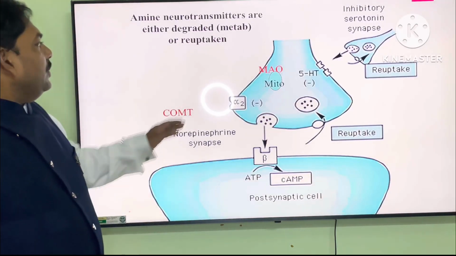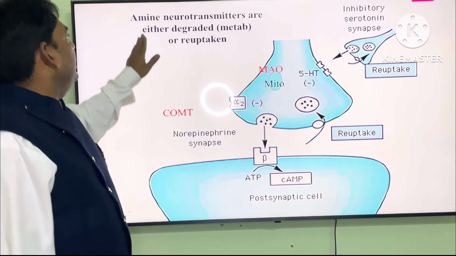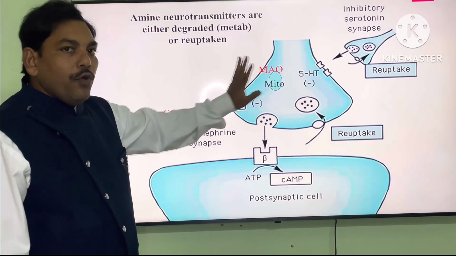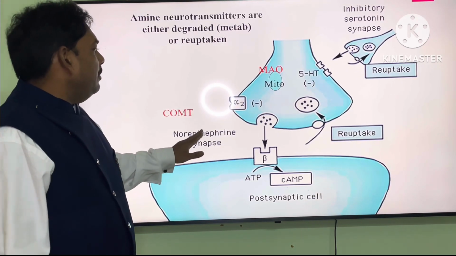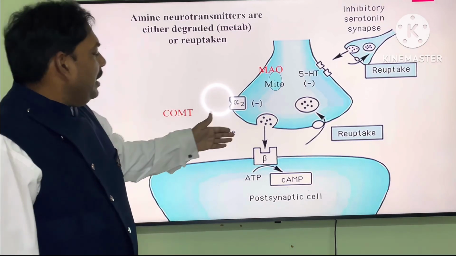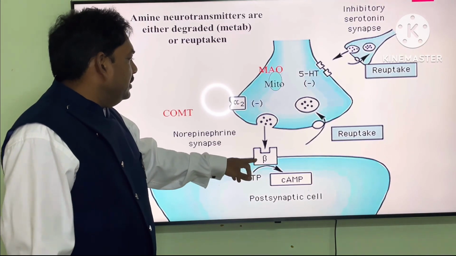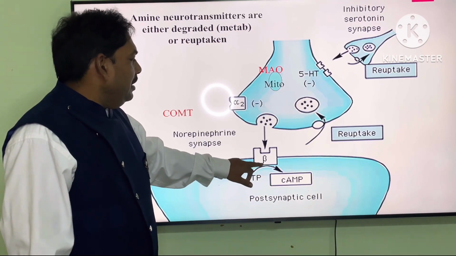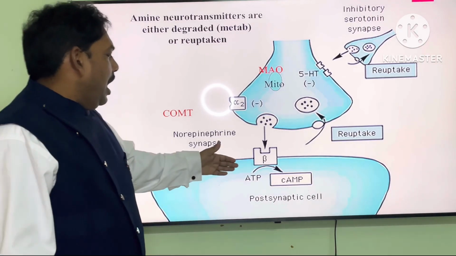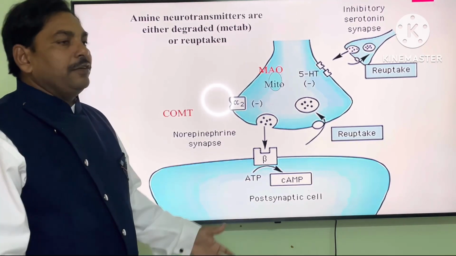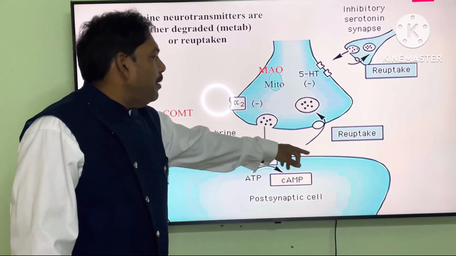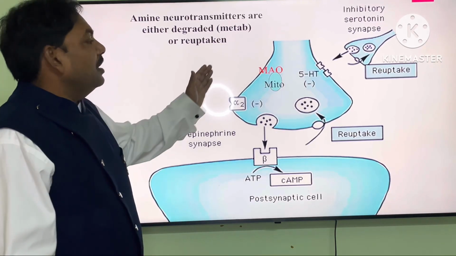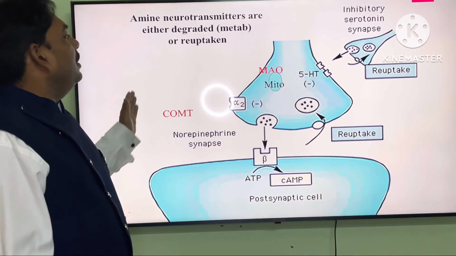Next, you can see the synaptic cleft. The amine neurotransmitters are degraded with the help of the enzymes MAO and COMT, which destroy the neurotransmitter. Whenever the neurotransmitter is released, this is the presynaptic side, this is the synaptic cleft, and this is the postsynaptic side. After release it binds to the receptor, or passes to the postsynaptic side, which means normal activity. But if it is destroyed or reuptaken into the presynaptic neuron, that induces depression. This is the physiology of depression.